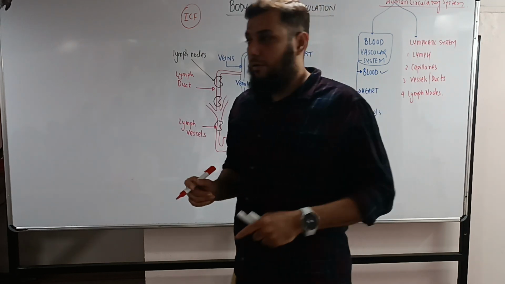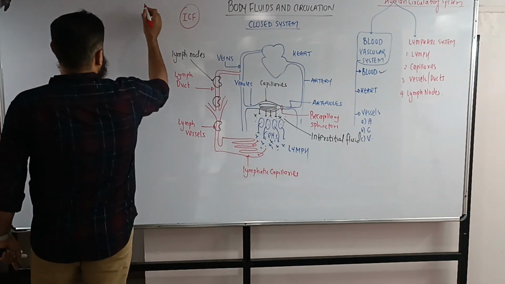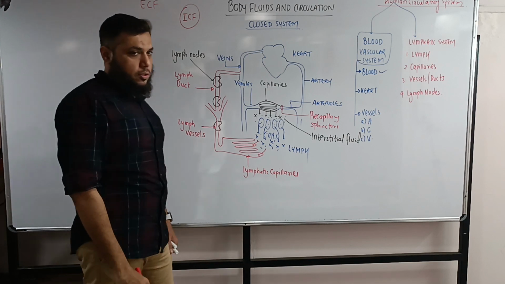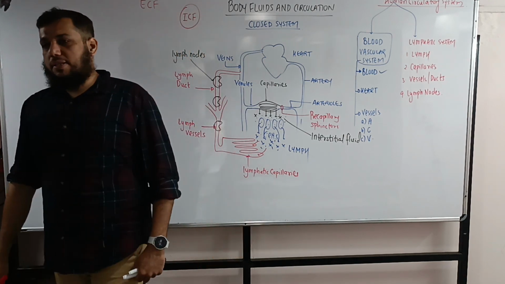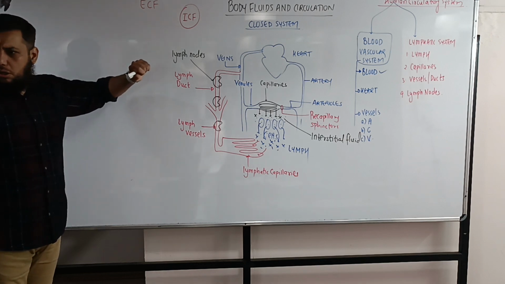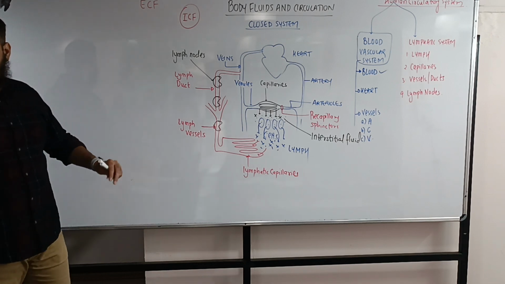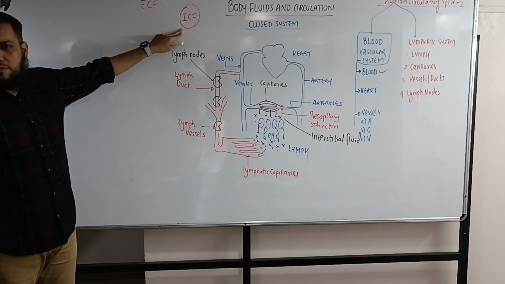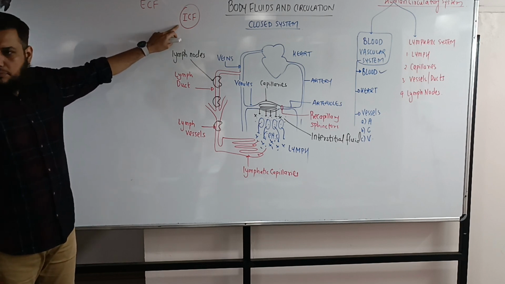And whatever is outside will be called ECF, extracellular fluid. So tell me, who separates the ICF from the ECF? Cell wall. Since when did a human being get a cell wall? Cell membrane. Who separates the ICF from the ECF? Cell membrane. Okay.